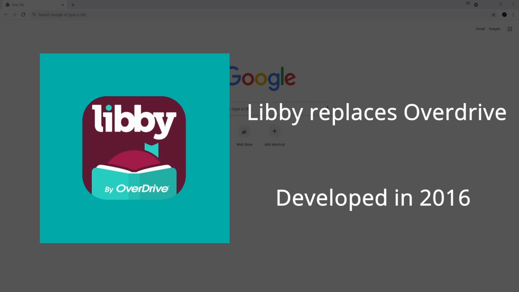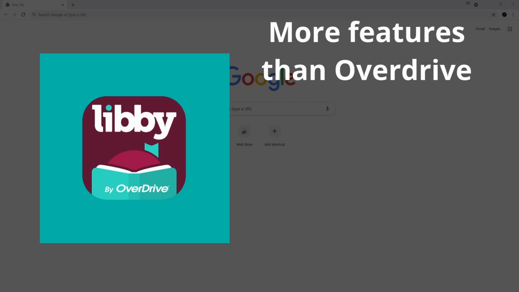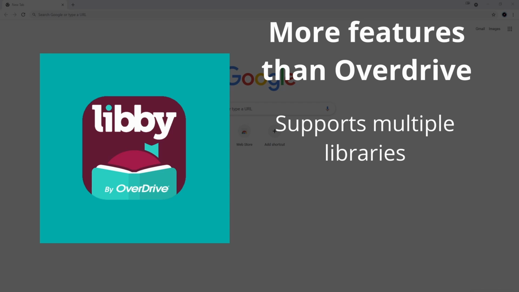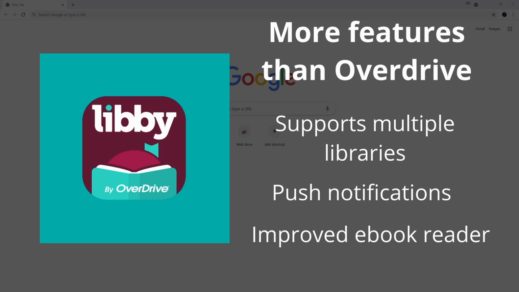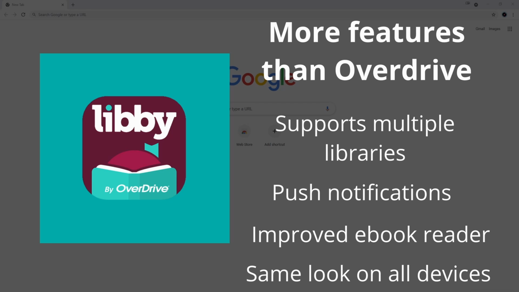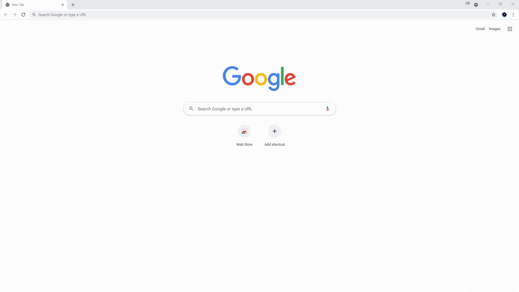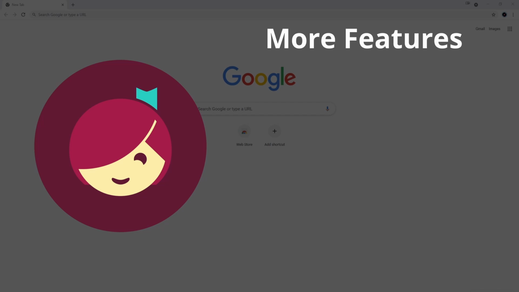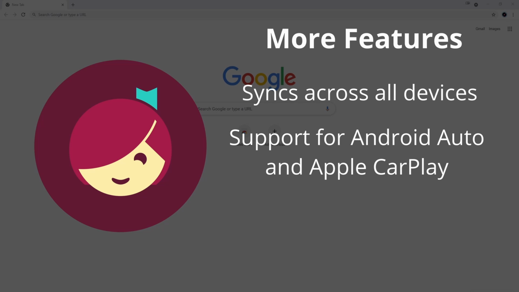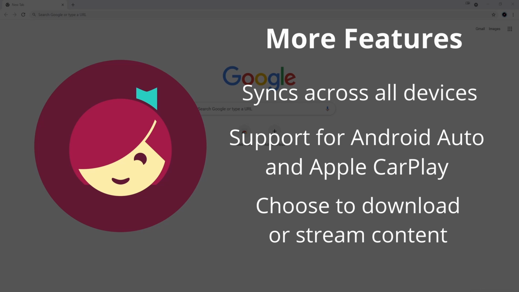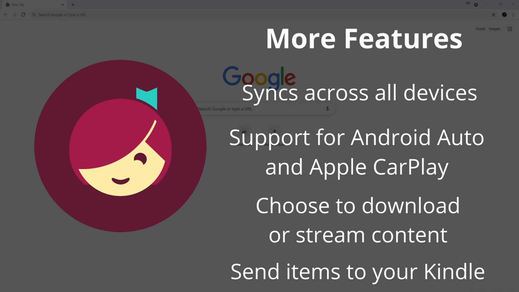It was developed in 2016, and Libby offers more things that Overdrive doesn't, such as support for multiple library cards, push notifications to your mobile devices, and a much improved ebook reader, and has the same interface no matter which device you're using. Some other features include it syncs across all your devices, you can listen in your car, you get the ability to choose between downloading for offline access or just stream it to save space. And if you prefer reading on your Kindle, Libby can send your ebooks to it.